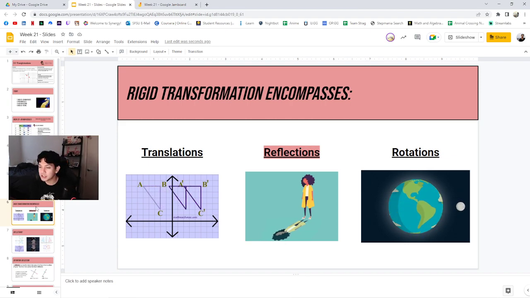So we just started off by talking about how we finished up translations, and then we're going to go into reflections, and then we're going to finish off the week with rotation. So today's main focus was all about reflections.